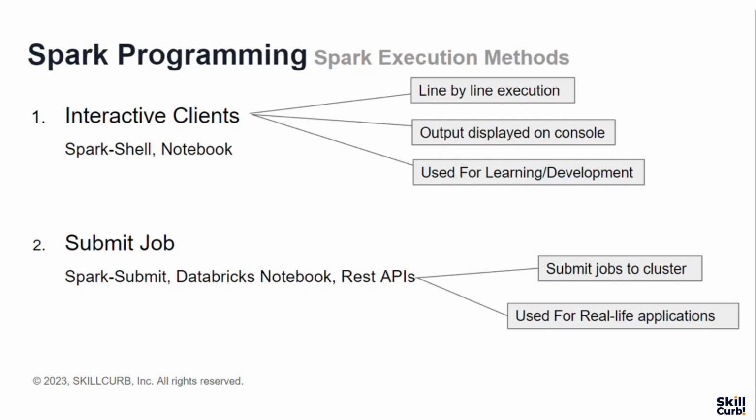You can run your Spark application using one of the following methods. The Spark Shell and Notebook are prime interactive tools, whereas Spark Submit is a prime tool for submitting your Spark program to the cluster. We use interactive clients for learning, development and exploration, but the real life production implementation is all about packaging your Spark application and submitting it to the cluster for execution.